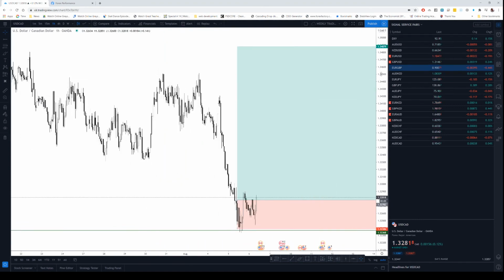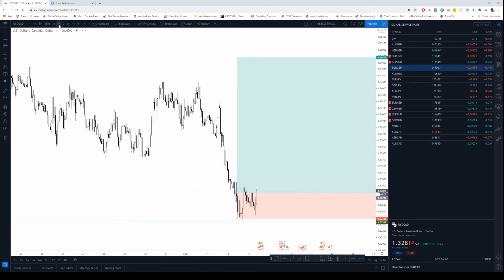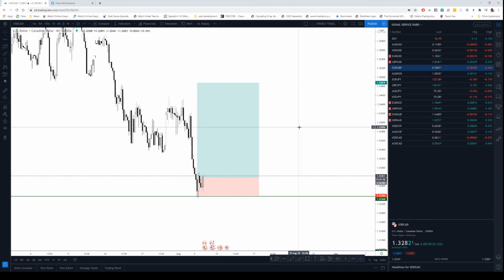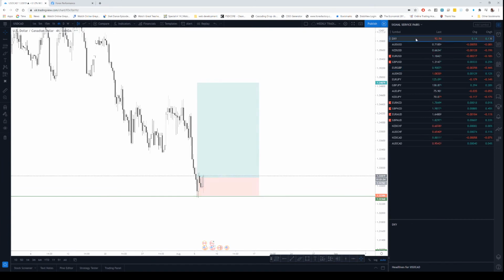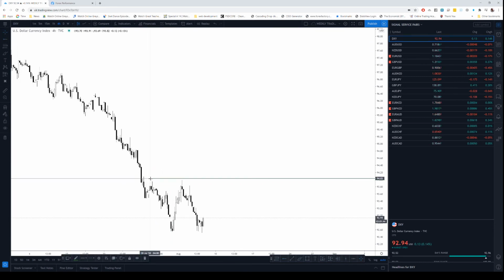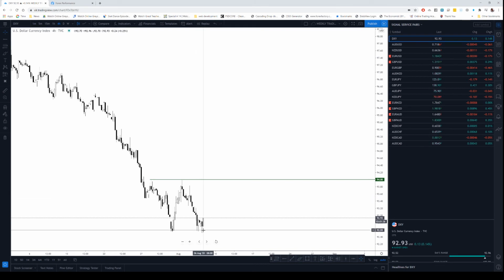Okay, and I'll give you the background of why I like this one. So the dollar has come all the way down. Remember, I taught you about these equal highs, right? They engineered this equal high, and then they've come all the way down and taken out this low, and then rejection. That's one.